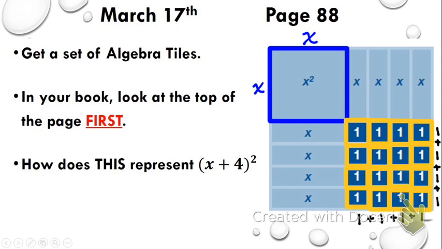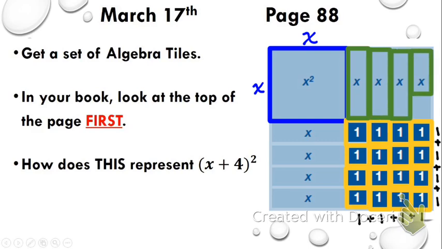And then I've got these green ones. How many of them side by side? 4. How wide did we say they were again? 1 unit. So it's 1 unit wide, plus another 1, plus another 1, plus another 1. And I'm adding that to the x that was there already, right? So how long is it all the way across that side? X plus 4.